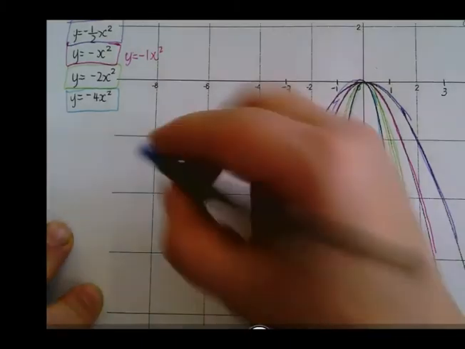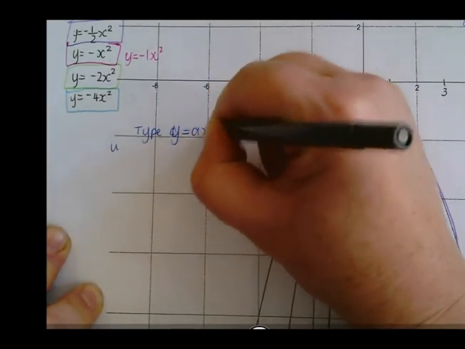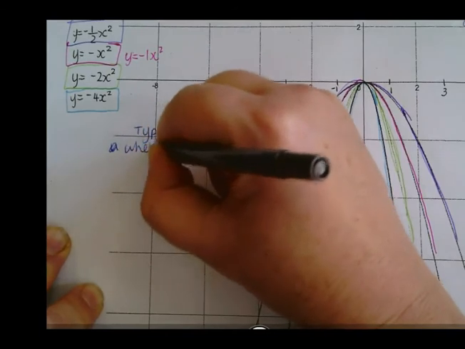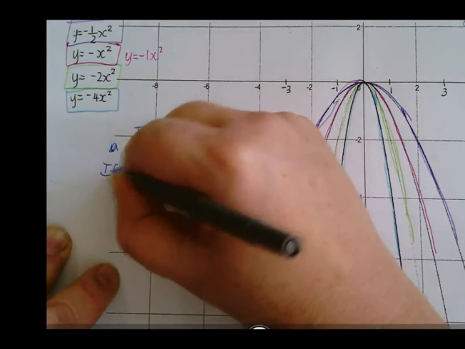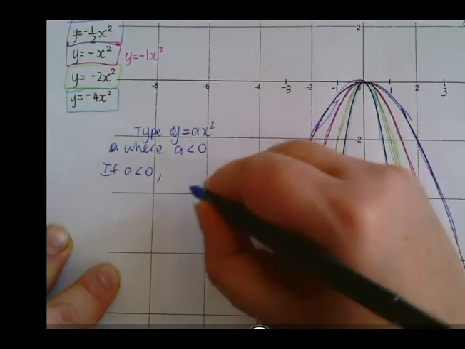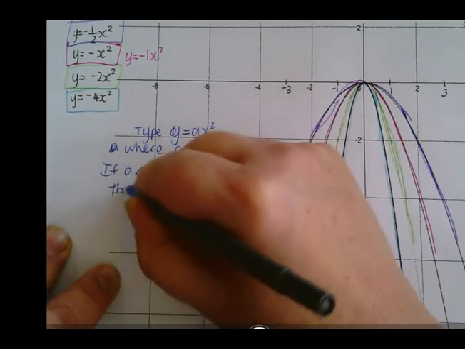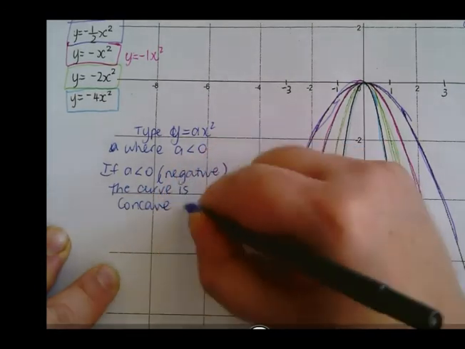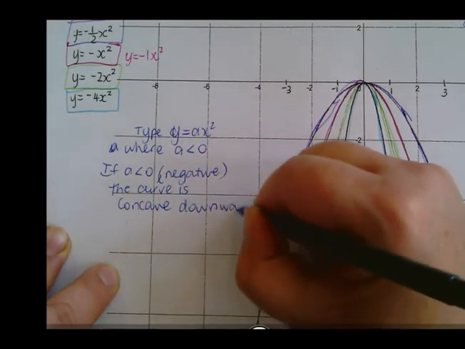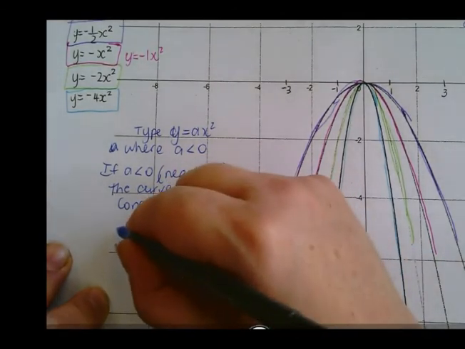Good. And our conclusions. So the type is y equals ax squared, where a is less than 0. So, if a is less than 0, in other words, if it's negative, the curve is concave downwards. If there is a negative in front, the curve is concave downwards.